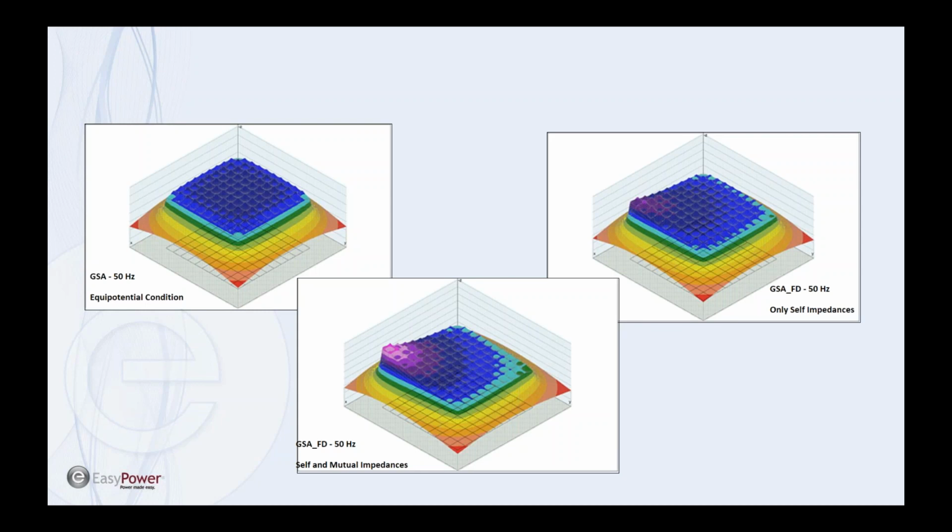And then finally, the bottom shows where you've included both self and mutual impedances. You can see that this does have an effect, and in this case, you've actually underestimated the GPR when you haven't considered self and mutual impedances. So they're important to include.